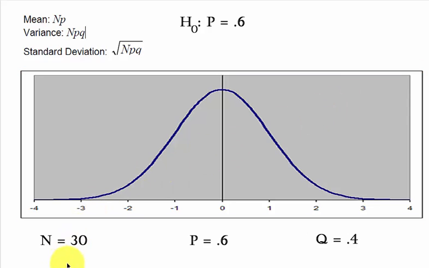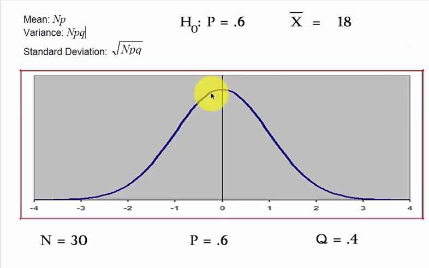So we have those down there. 30 is the sample size from the problem. 0.6 is the null we're testing, and the probability the event won't happen is 0.4. So we're just going to plug and chug. First, the binomial mean. N is 30, p is 0.6. Multiply them out, we get 18. So 18 is the mean.